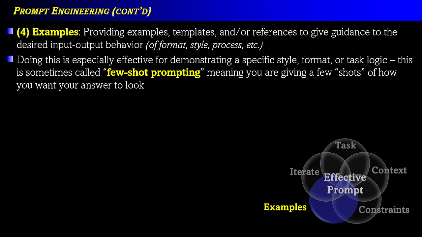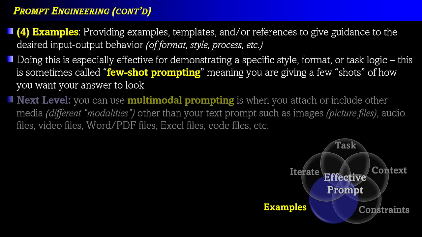All right, the 4th tip, examples. To provide examples, to provide templates or references to give guidance to the desired input-output behavior, looking at format, looking at style, looking at process, etc. So doing this especially is effective for demonstrating a specific style, a specific format, or a specific task logic. This is sometimes called few-shot prompting, meaning you're giving a few different shots of how you want your answer to look, or snapshots.